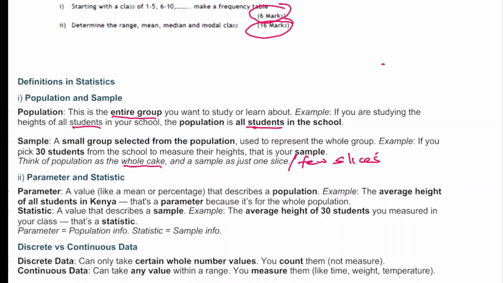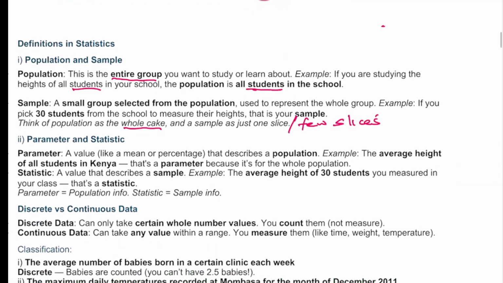So think of a population as the whole cake and a sample as just a slice or few slices of that cake. Okay. So up to there, you can open your mic. Are we together or anything you want to add? You can open your mics.